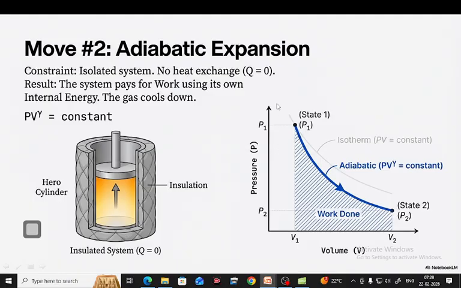So the graph will be like this. This is the adiabatic process, and this area is the work done in the adiabatic process, that is PV to the gamma equals constant.